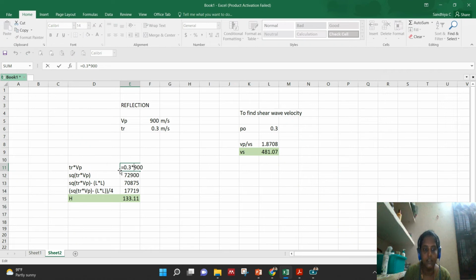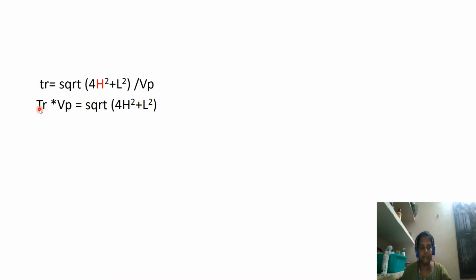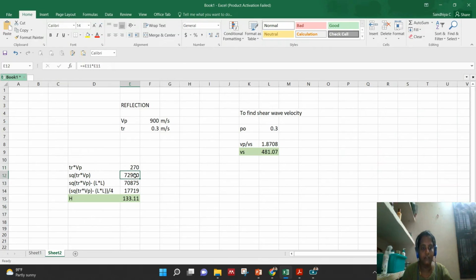TR into VP. So we have found out TR into VP. Then what we have to do is we have to do squaring on both sides, in order to remove the square root. So I have squared this value, squaring on both sides.